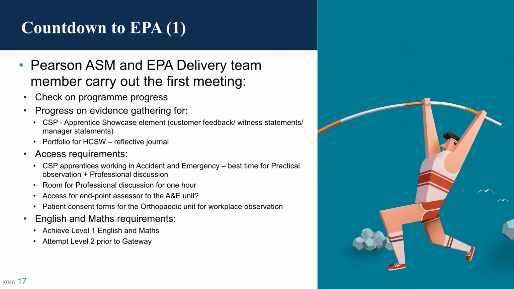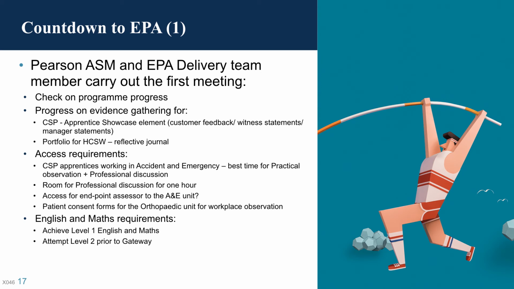So we will look at things like the showcase elements. As mentioned before, we had specific evidence collation, which can vary from apprentice to apprentice. It can vary on the type of role that they're doing, and on the type of organization that they're working for. So we will discuss what those might look like at the EPA planning meeting, and then follow up on how that evidence gathering is actually taking shape later on at the countdown to EPA meeting.